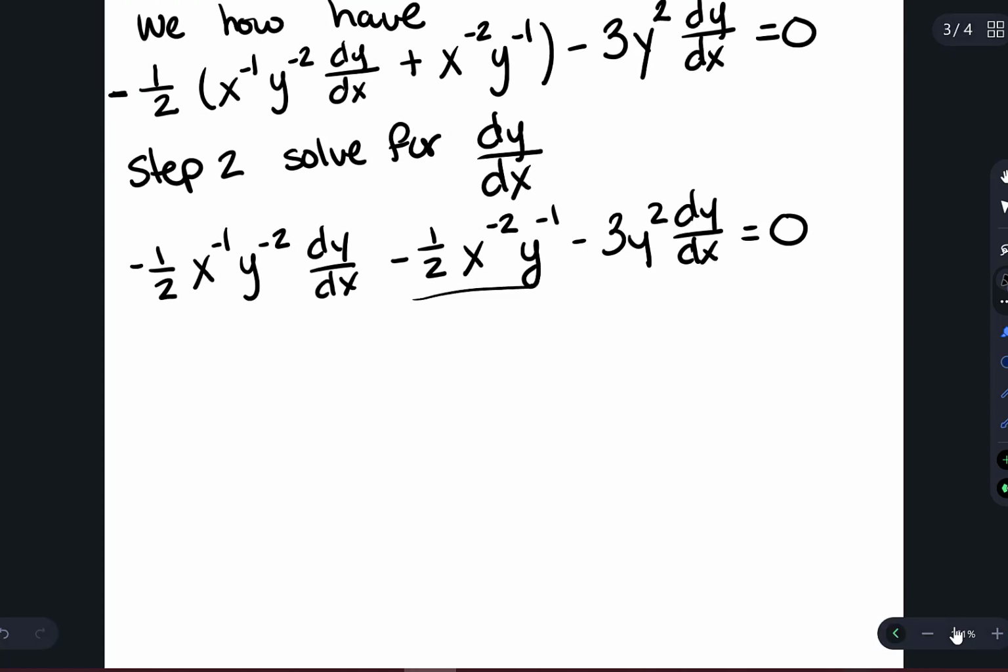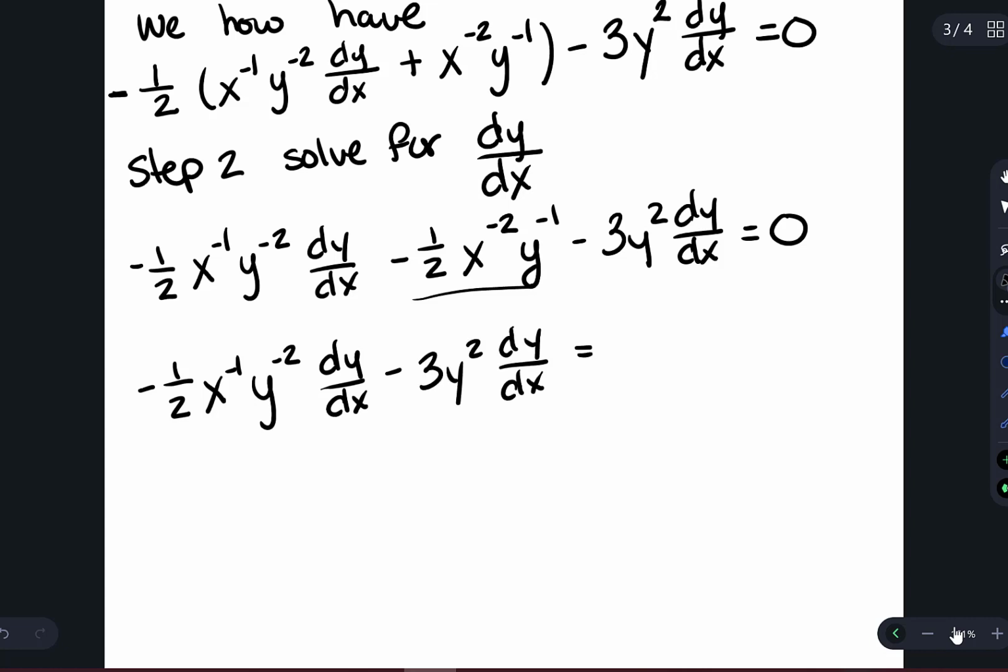Next, I'm going to move this second term. I'm going to add it to both sides of the equation and move it over to the right. So I have negative 1/2 x to the minus 1, y to the minus 2, dy dx minus 3y squared dy dx is equal to 1/2 x to the minus 2, y to the minus 1.